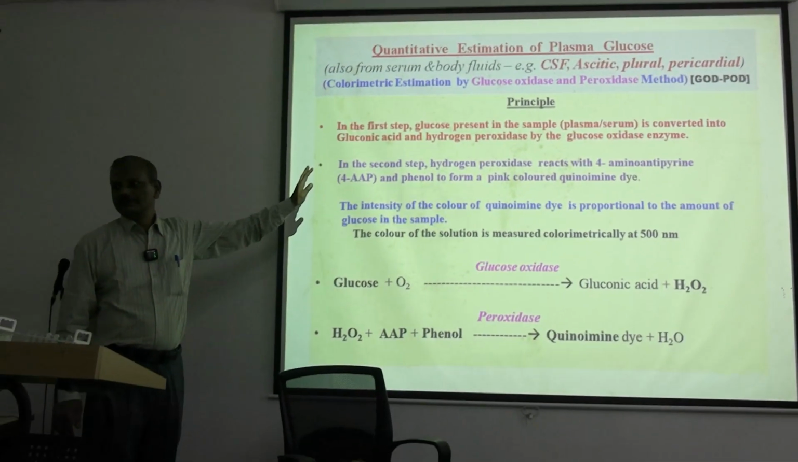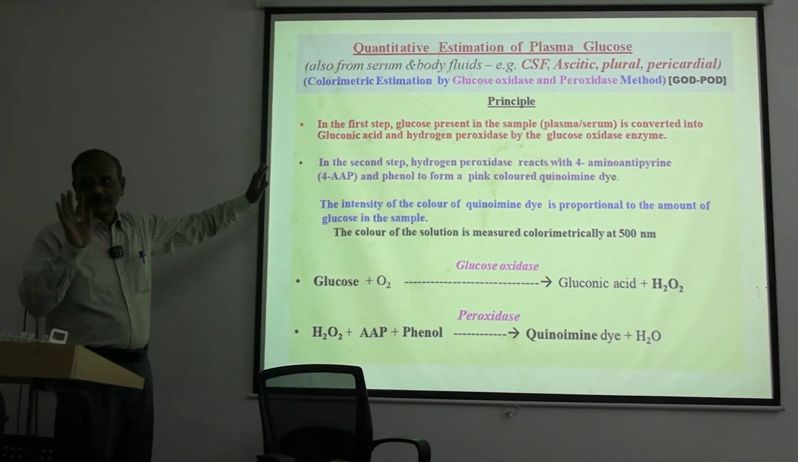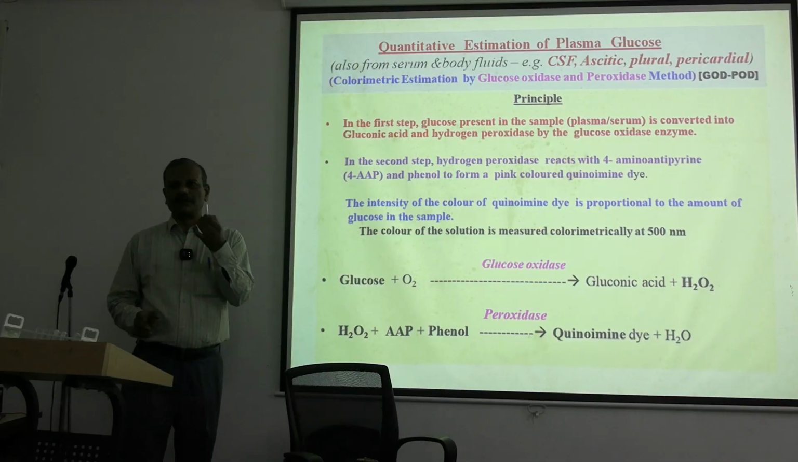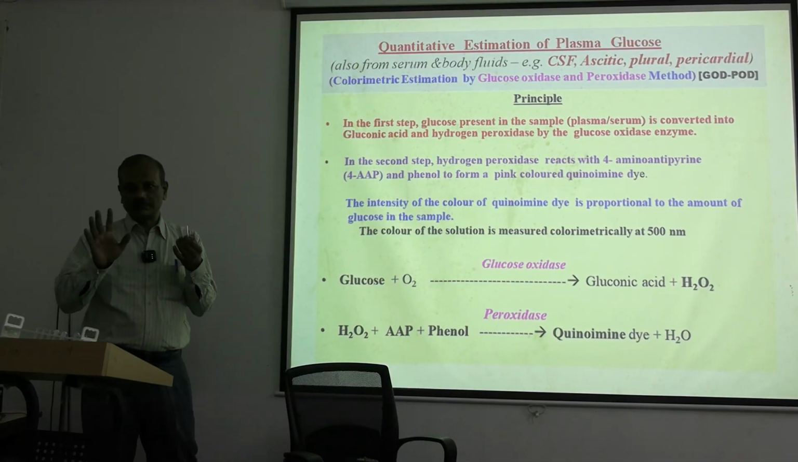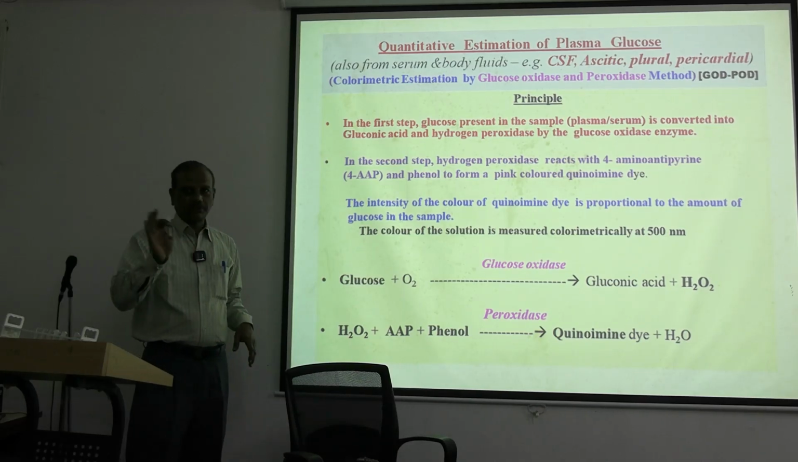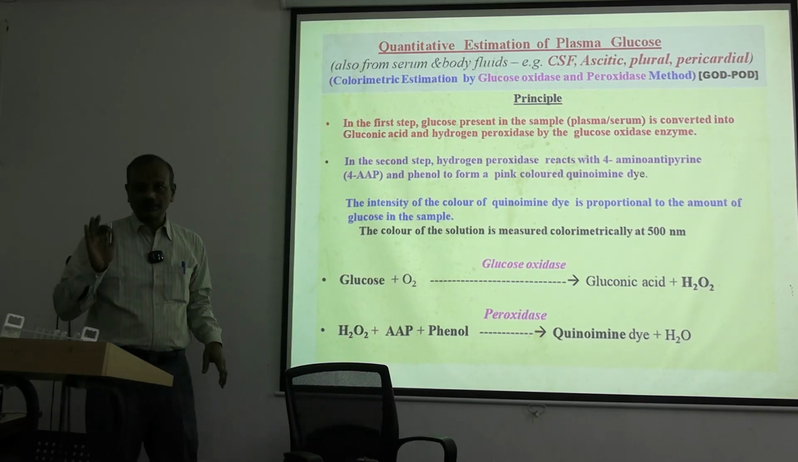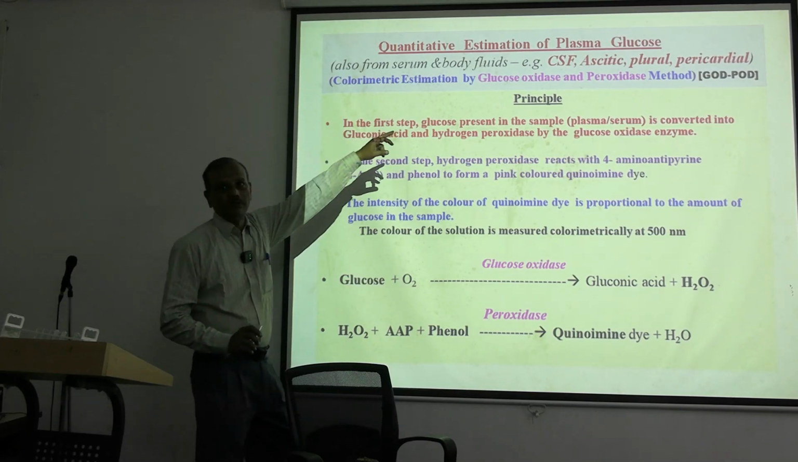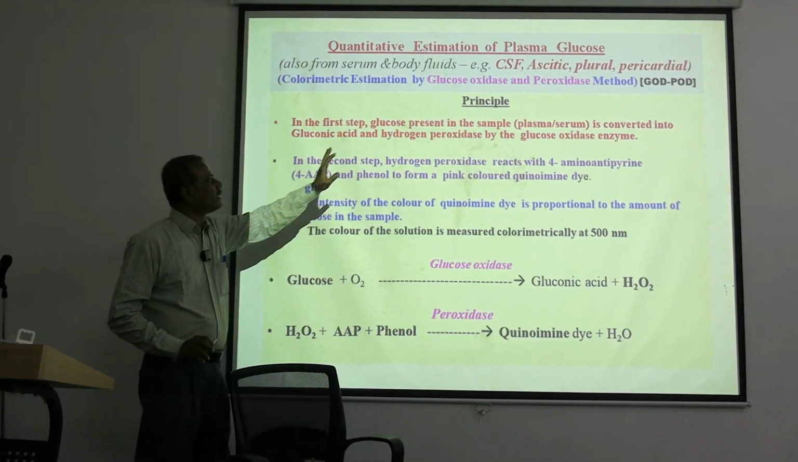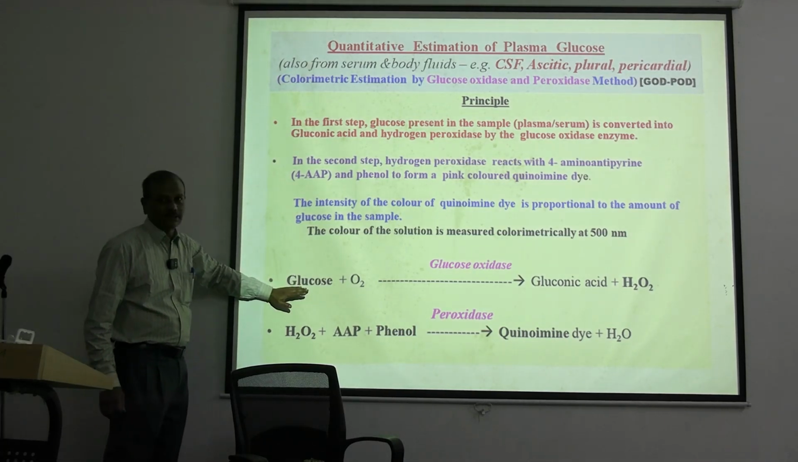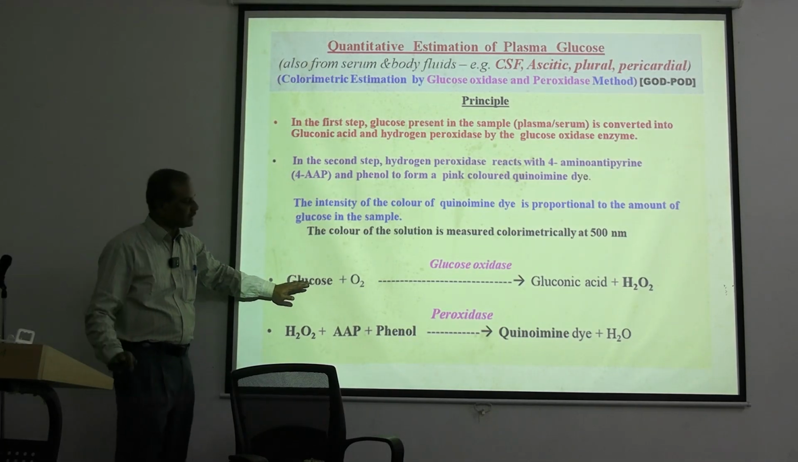Now the principle. First you understand. In the clinical setting, we always take plasma as the reference sample, not serum. There is a reason why we take plasma, because serum is not the recommended sample, but in case of emergency you can use it. So that is the reason I have written plasma glucose. Okay. Now in the first step, look at the reaction here. Forget about writing, look at the reaction first.